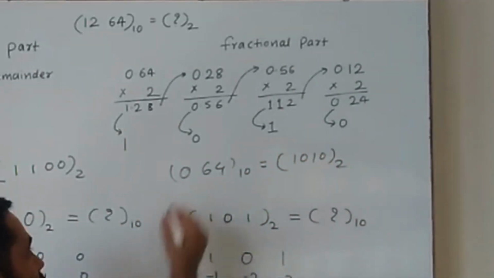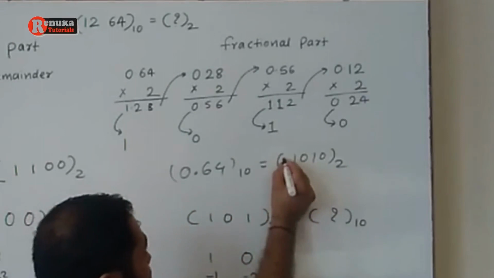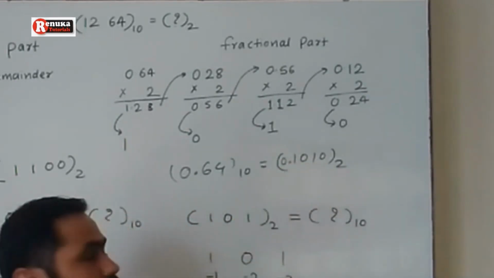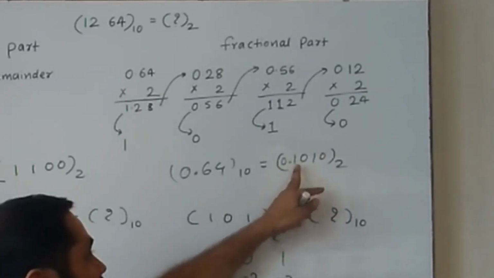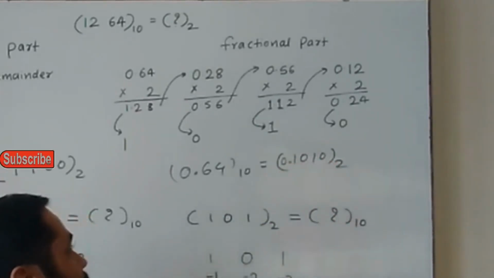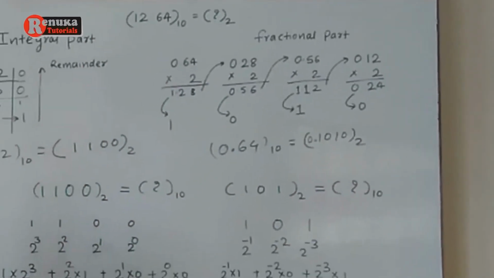When we denote any decimal number, a decimal point is used. In the same manner, we can denote a binary point also. So here the conversion is 0 point, that is the binary point, 1010 in binary. This is how any decimal number can be converted into binary.